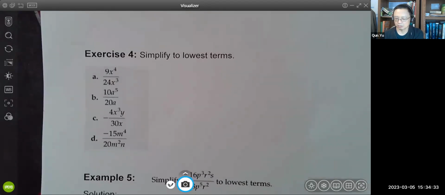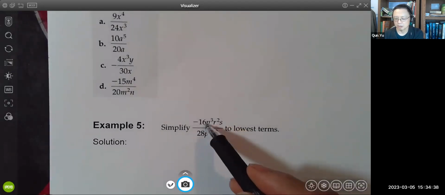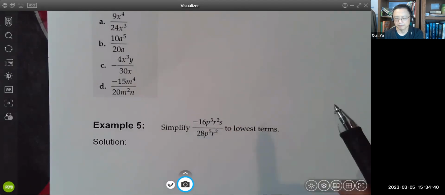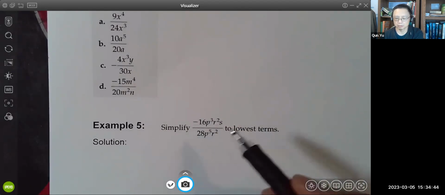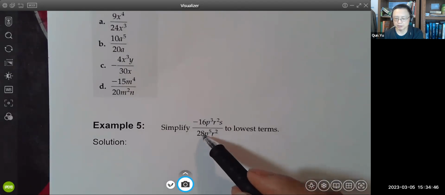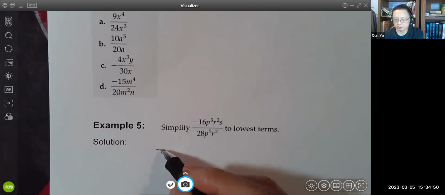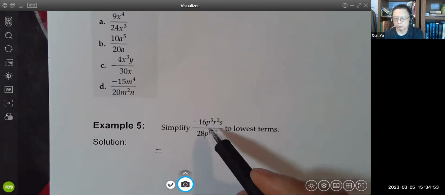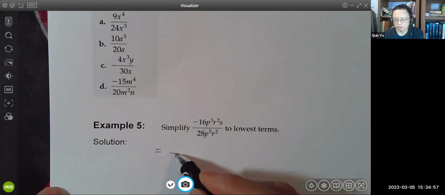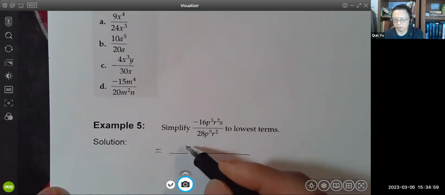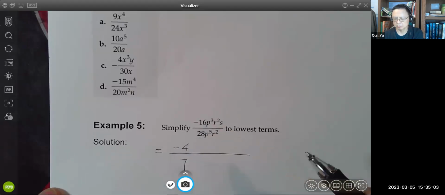And now let's look at our next example. We have another monomial divided by a monomial. And there's no fundamental difference compared to the previous example. We just have bigger numbers, more variables. Otherwise, the way we do it is identical. So between 16 and 28, both can be divided by 4. So if I divide it by 4, I get 4 left on the top. I get 7 left on the bottom.